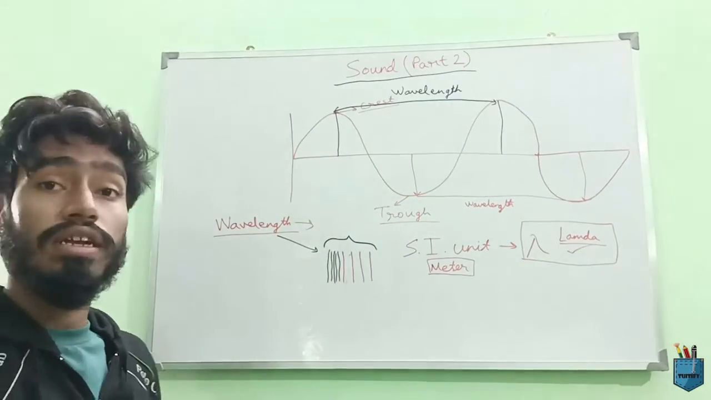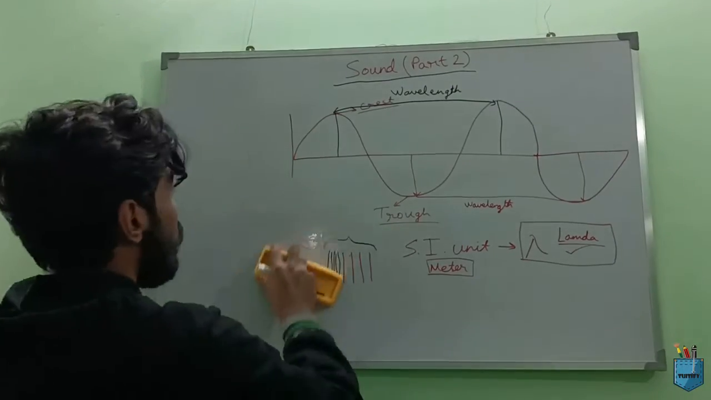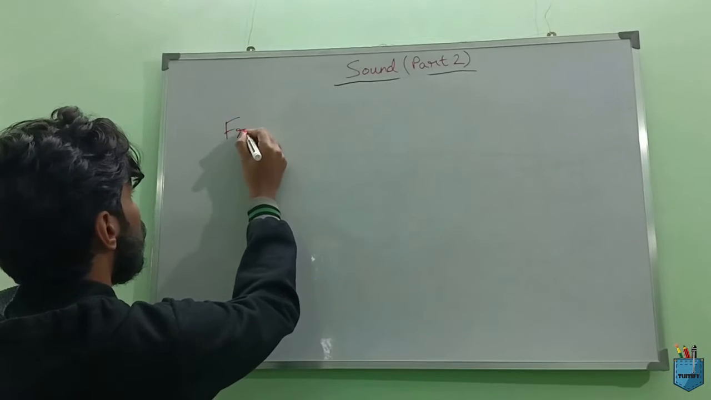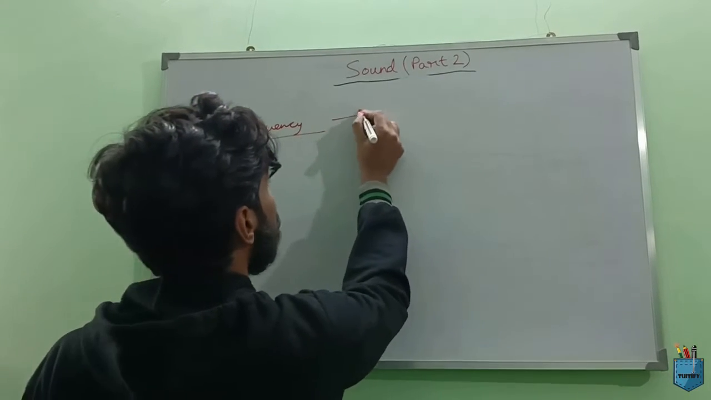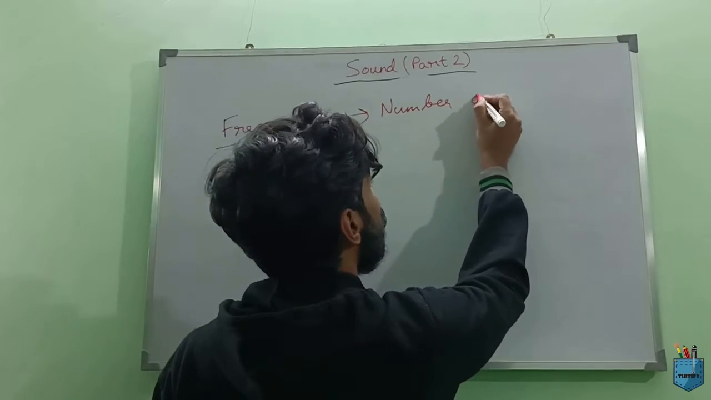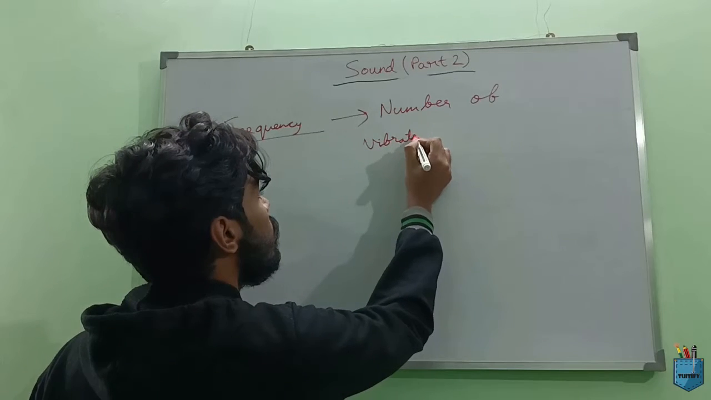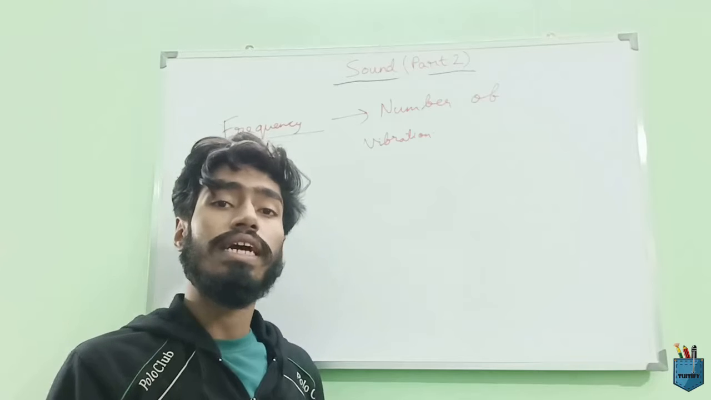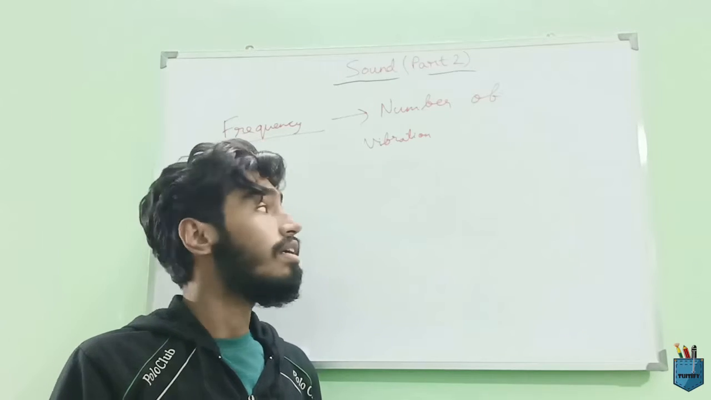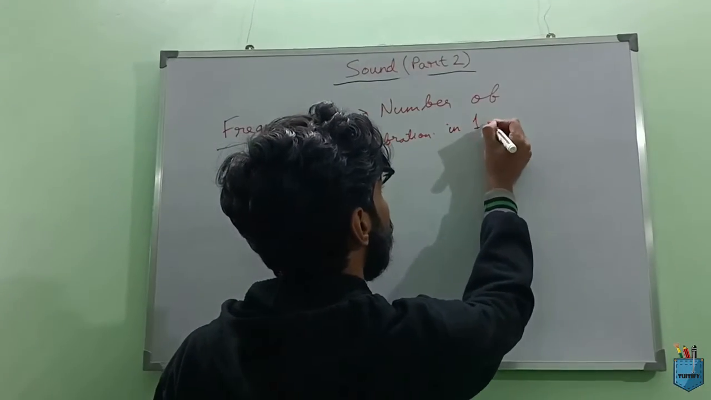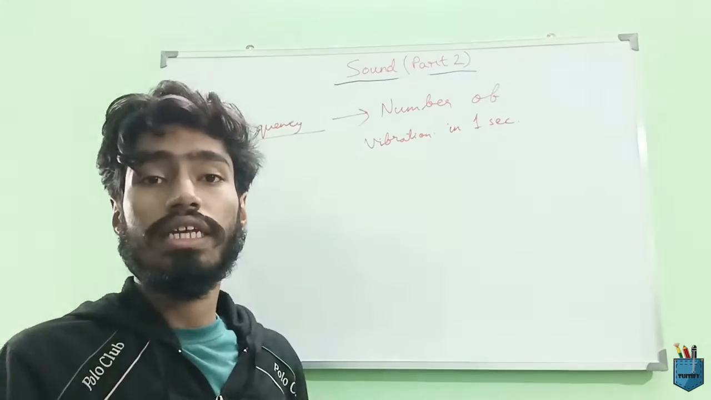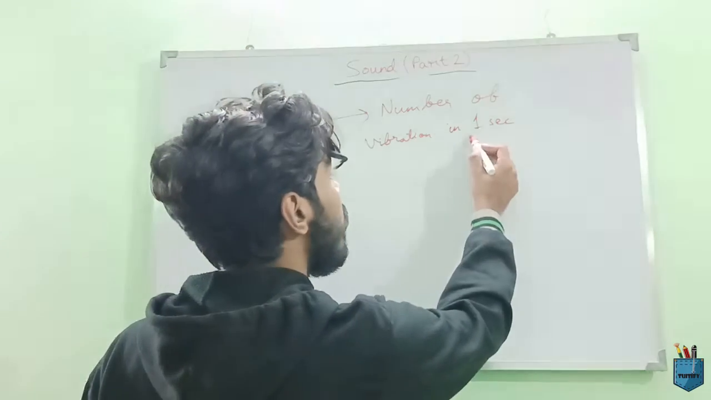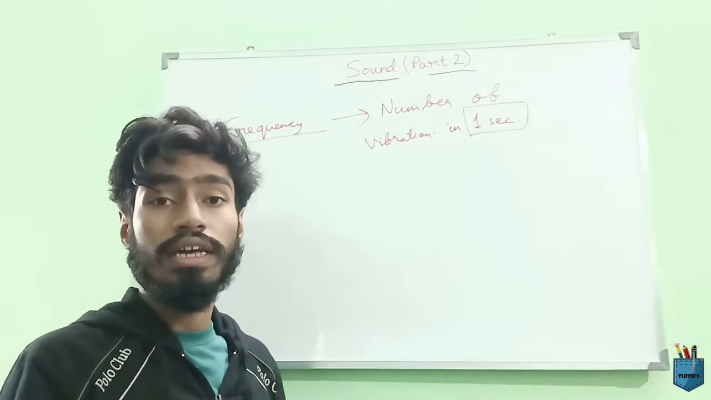Now we will move on to the next character, which is frequency. Frequency is very simple. Frequency is the number of vibrations in 1 second. Suppose you take the example of a pendulum: how many times the pendulum vibrates in 1 second is its frequency. For different pendulums or different objects, there is a different number of vibrations in a second. The number of vibrations or waves in 1 second, this is very important, is called frequency.